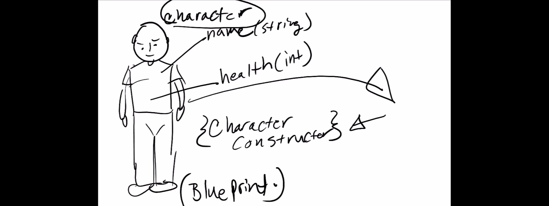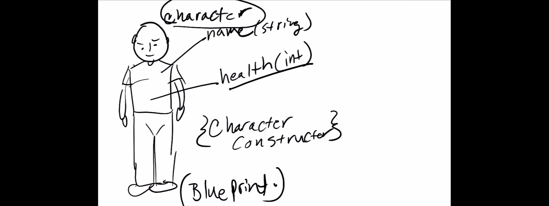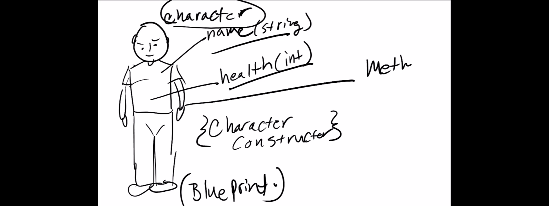Now, our character has an attribute, and I don't want to make this too sloppy, so I'm going to get rid of some of this. Our character has these attributes here, and also our character has an action, and that action is a method. It's going to be an action. We're going to call that attack. So that's what our character can do. This is what our character has. This is what our character can do.